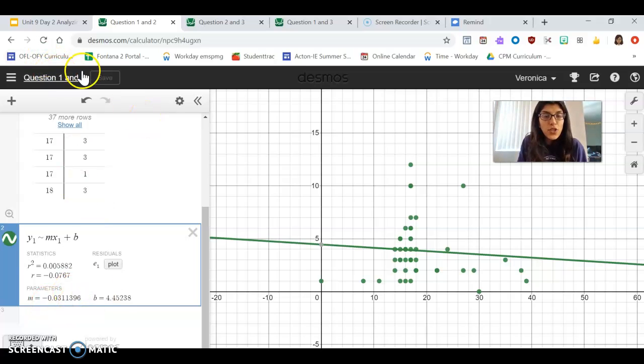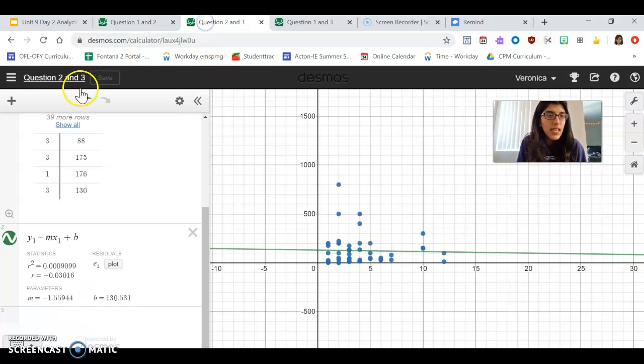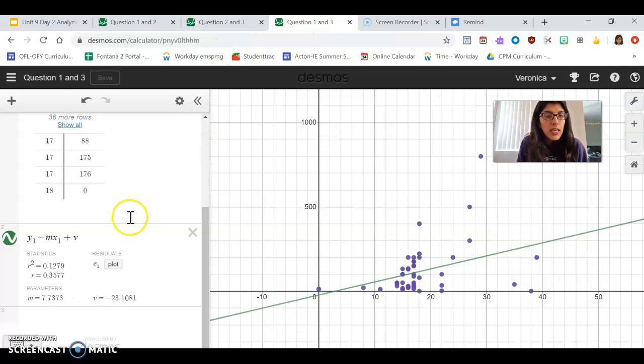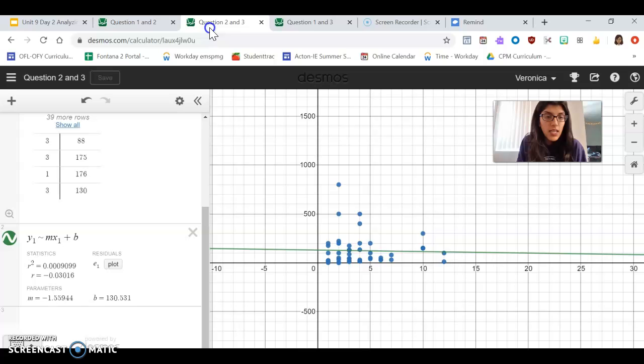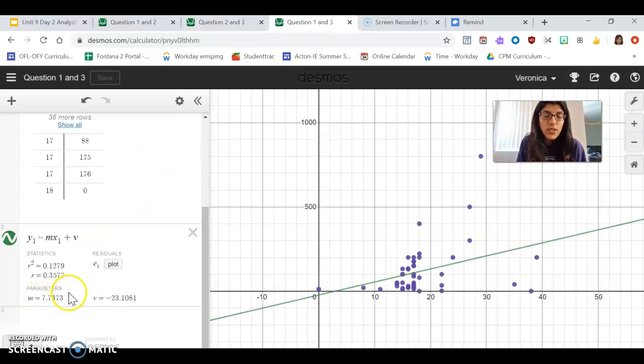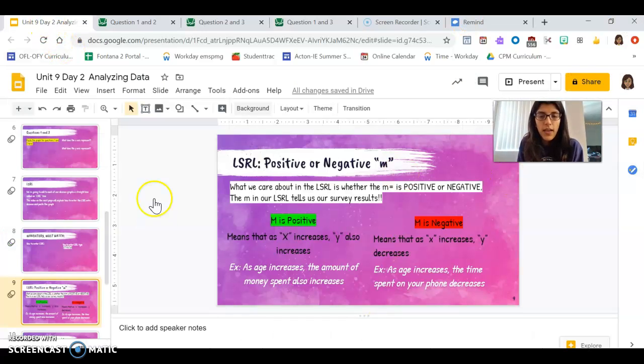So I can see in this first graph that m is a negative number. Going to my second one, going down to my m equals, again, a negative number. It's negative 1.5594, and so on. Going to 1 and 3, notice this time m equals is a positive number. There's no negative sign there, whereas on the other ones there were negatives. m equals 7.7, a positive number. That's going to tell us the results of our surveys. If it's positive or negative, it basically tells us what happens. And I'm going to explain how we find that.